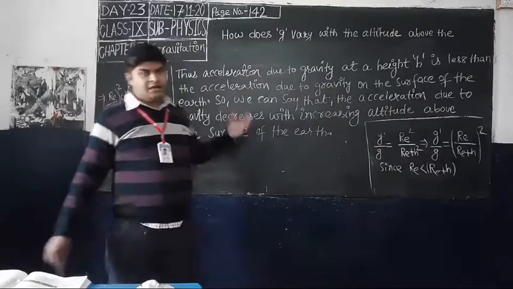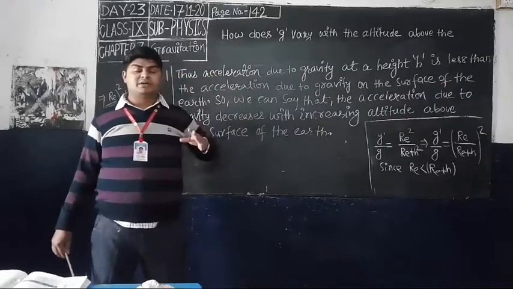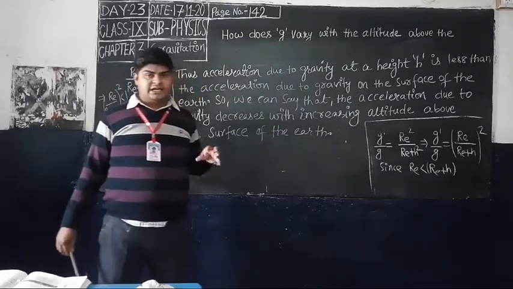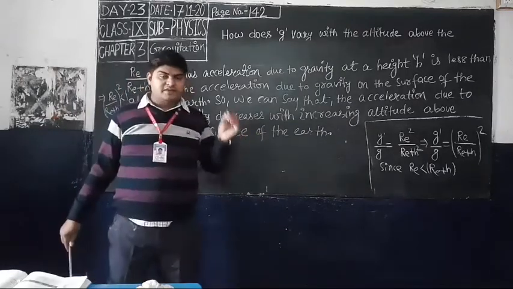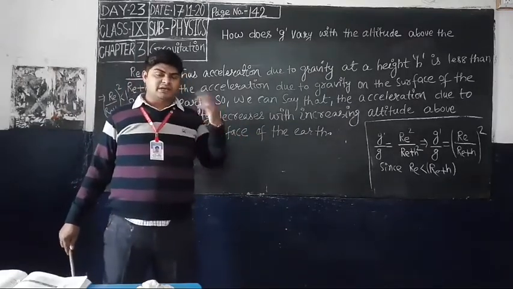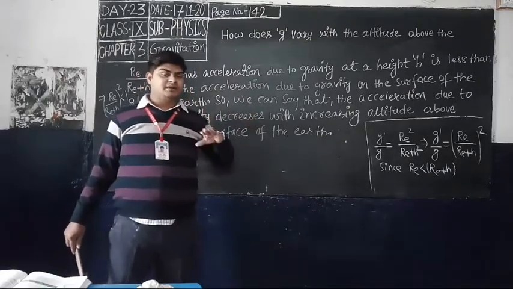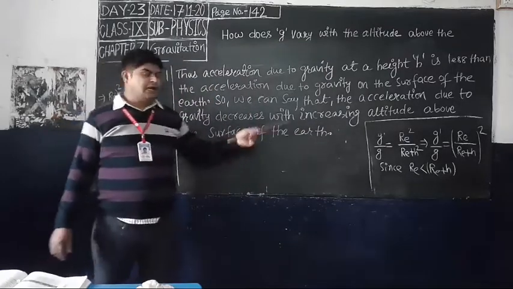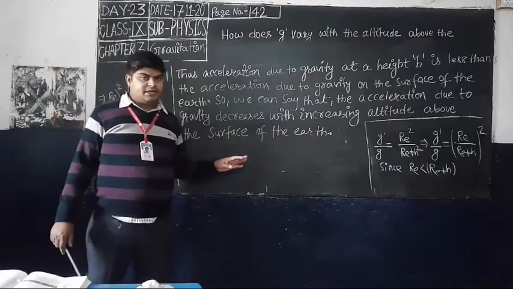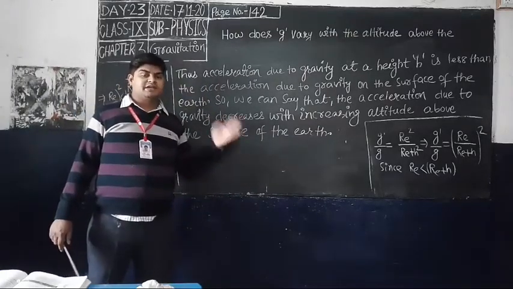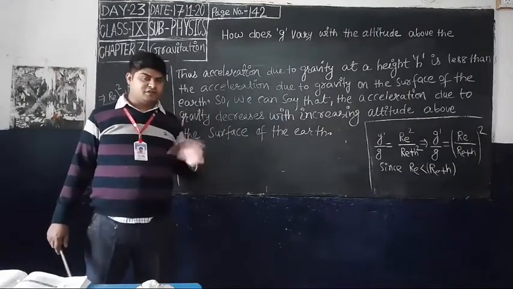So we can say that the acceleration due to gravity decreases with increasing altitude above the surface of the earth. That means one person covers 10 meters above the earth and one person 100 meters above the earth. Which one has greater acceleration due to gravity? The person at 10 meters above the surface has greater gravity as compared to the one at 100 meters. That means it depends upon the altitude: when the altitude is maximum, gravity is minimum, and when the altitude is minimum, gravity is maximum.